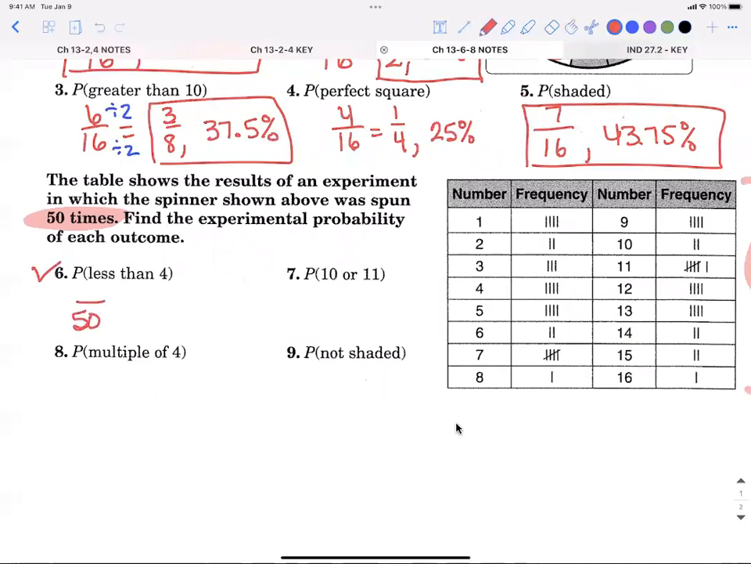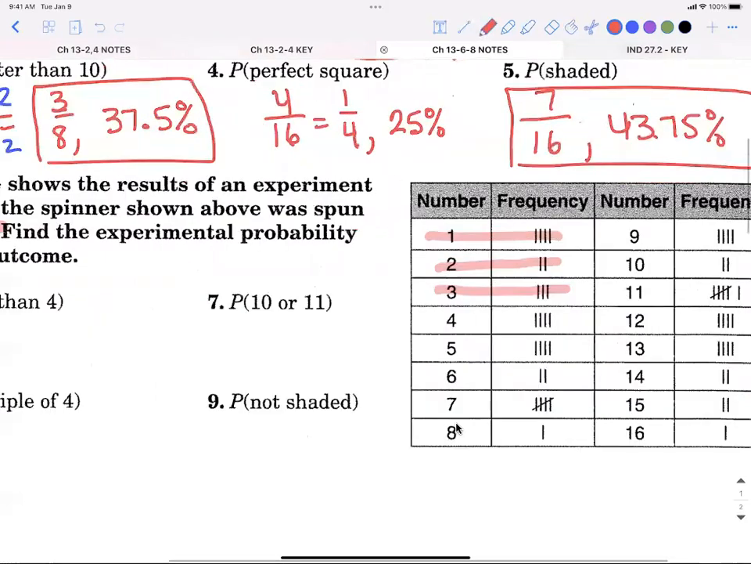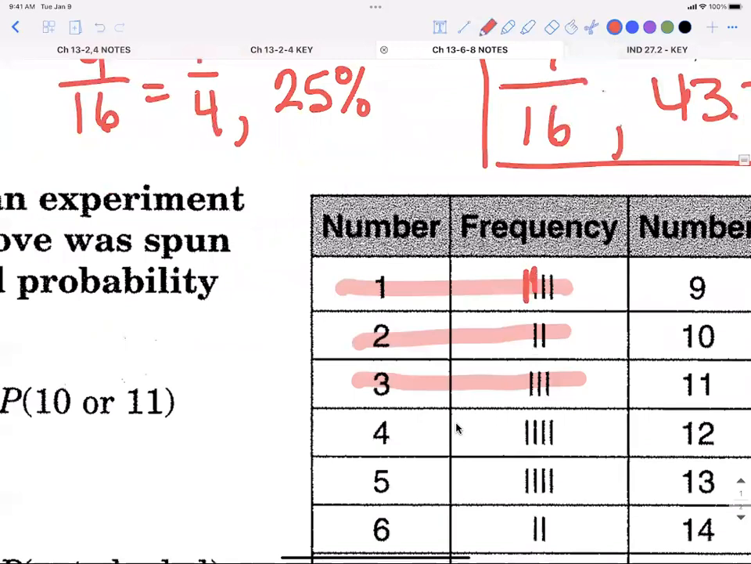How many times did they land on? It says less than 4. So that is 3, 2, and 1. Count the tally marks. 9. So tally marks on an experiment, every time they spun a 1, they put a tally mark right here. That's called a tally mark. So they got 4 times. 4 times they rolled a 1, twice they rolled a 2, and 3 times they rolled a 3.